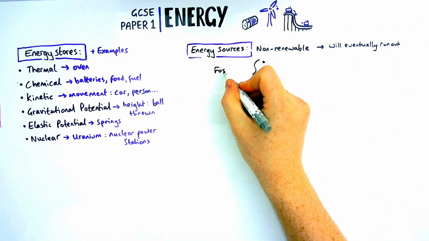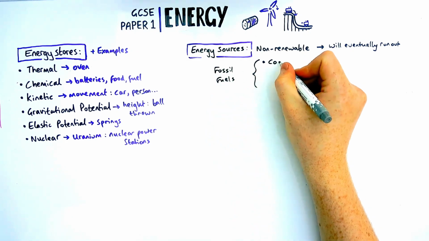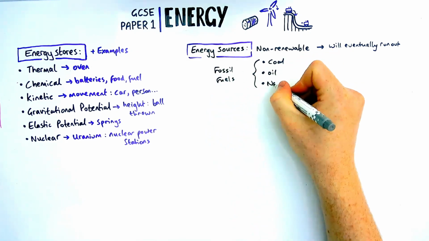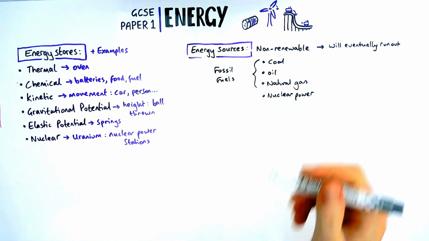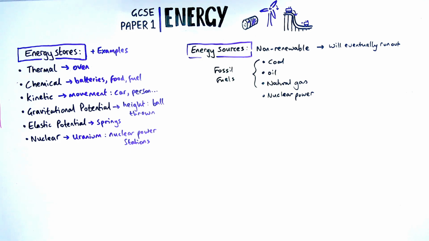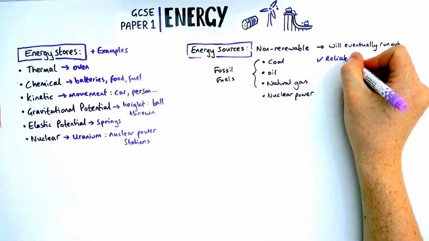They are made up of the three fossil fuels: coal, oil, and natural gas, and also nuclear, which is not termed a fossil fuel, but it is non-renewable because there is a limited amount of things like uranium and plutonium to provide nuclear fuel.